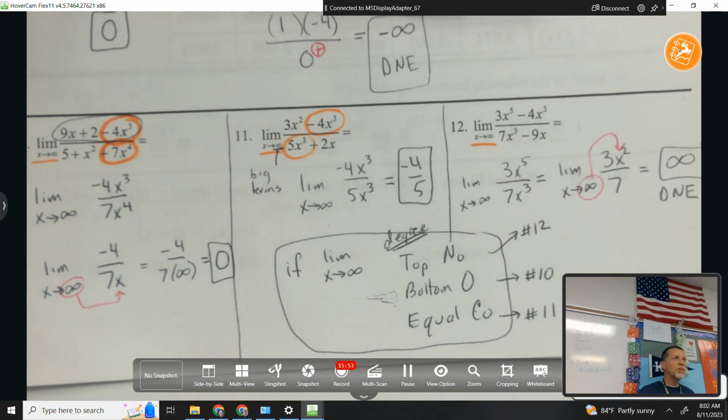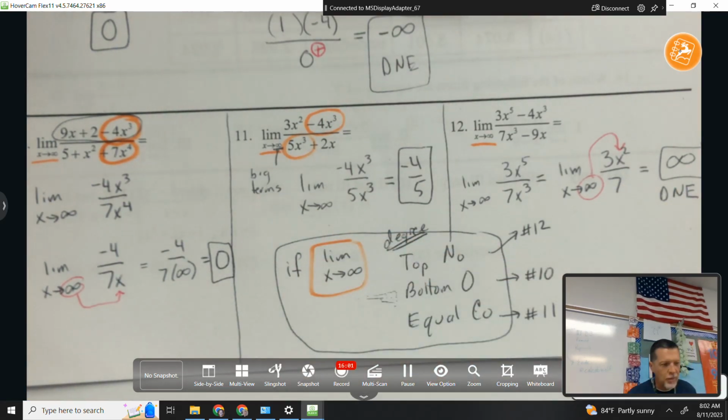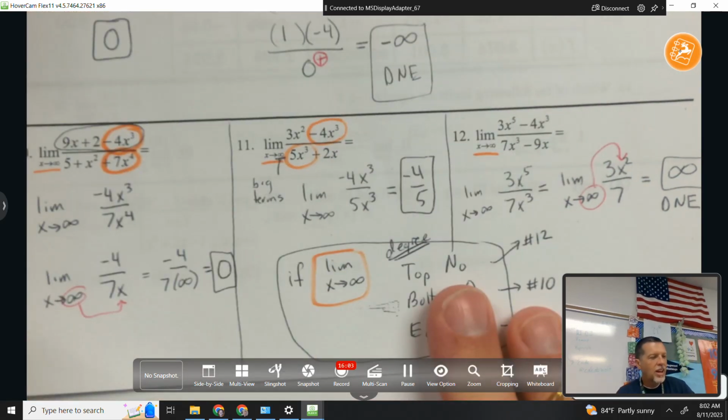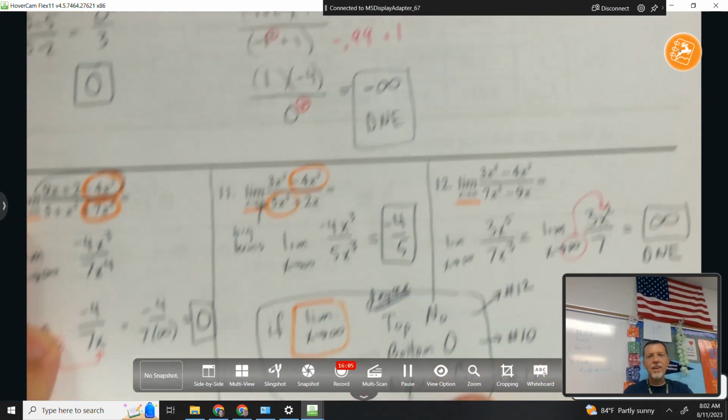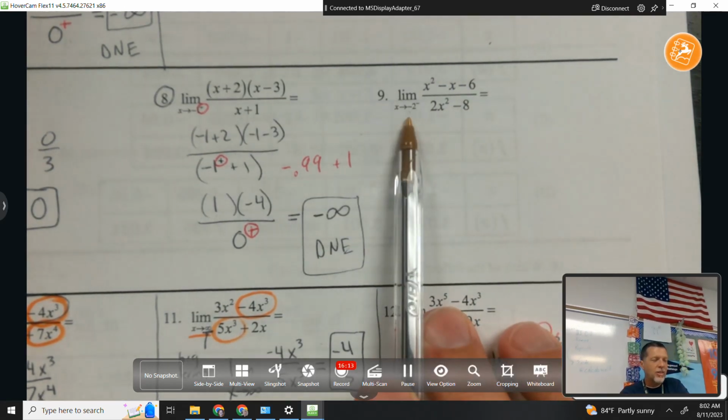Top no, bottom O, equal co. But only use it when x is going to infinity. It doesn't work for all limits. And that's the trick, is that somebody's going to look at, let's say, number 9, and they're going to be, oh, look, that's an equal co problem, so my answer is 1/2. Like, no, that doesn't even qualify. It has to be x going to infinity.